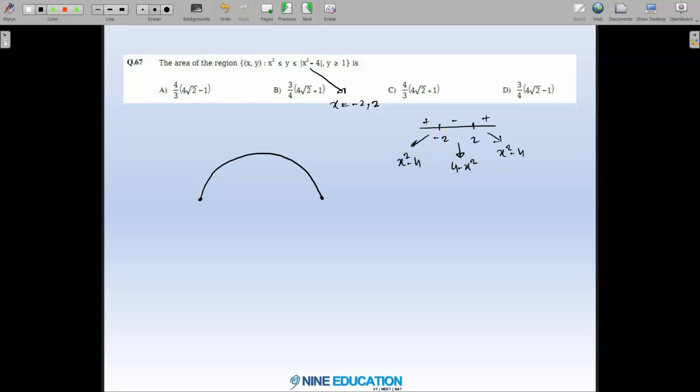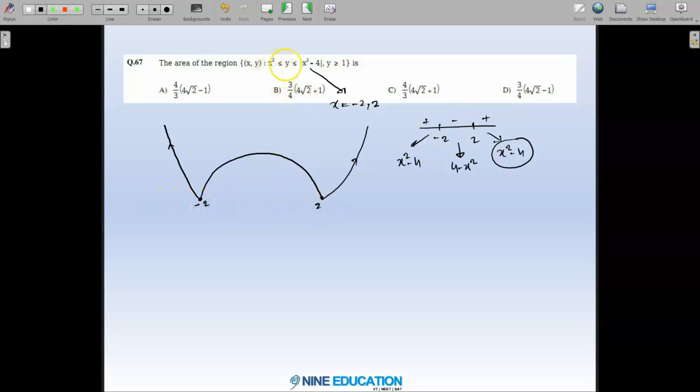x square minus 4. So if you observe this x square minus 4, it is going to be in increasing nature. So the graph will again pick up and start increasing from here. Same way, on the left side also the graph will start increasing for any values which are less than minus 2. So these are the points minus 2 and 2 on the x-axis basically.